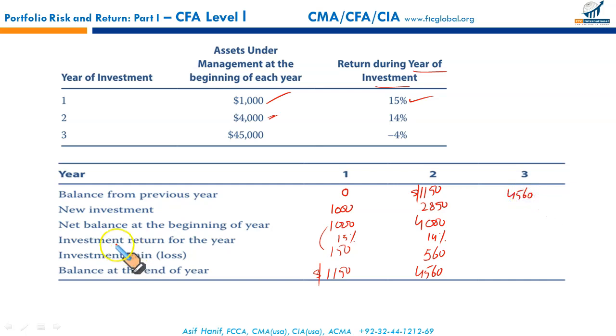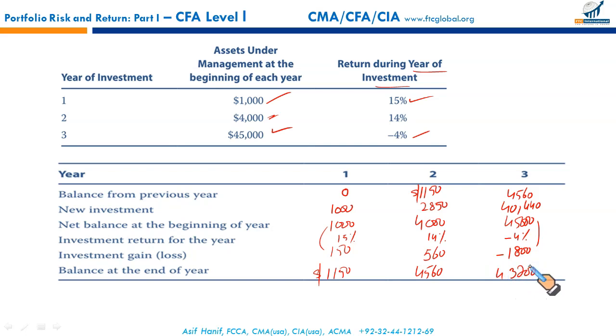right? And what is the net balance at the beginning of the year? 45,000. The difference between these two would be the new investment. And if you calculate the difference between 45,000 and 4,560, that would be 40,440, right? And since the return has been 4% negative, that would mean 4% of 45,000, that is negative 1,800. Thereby leaving the balance at the end 45,000 less 1,800, that is 43,200.